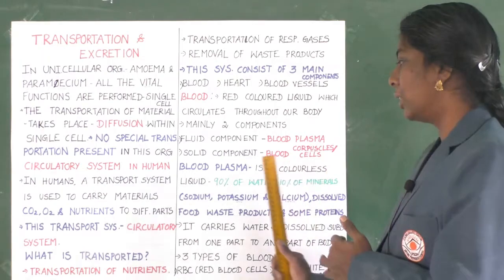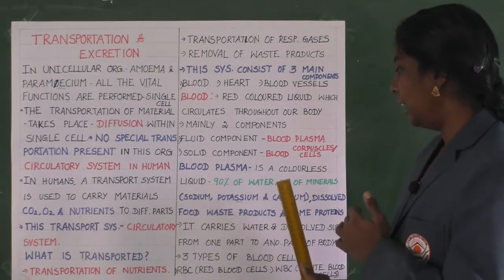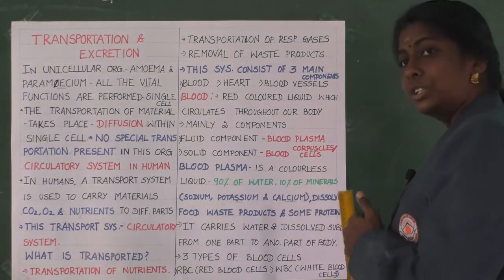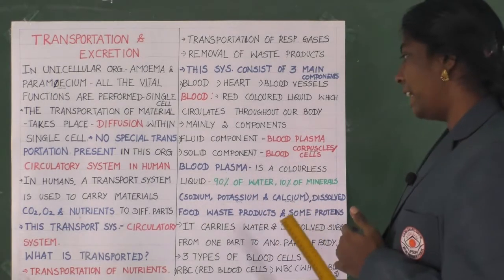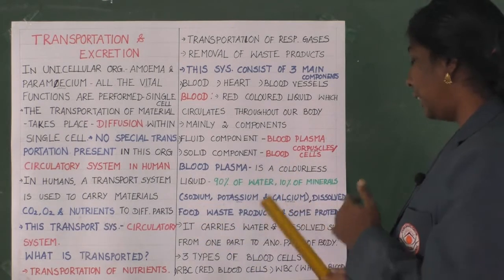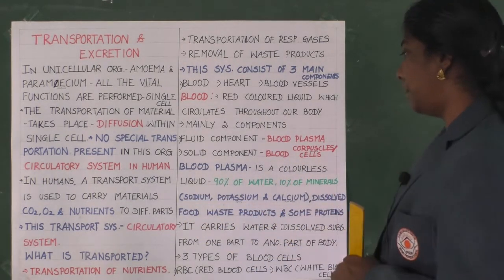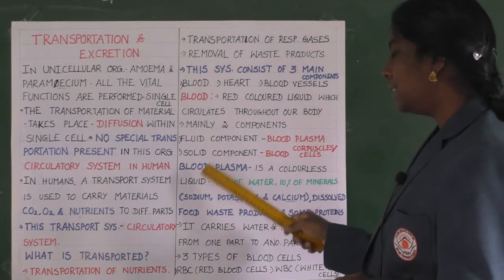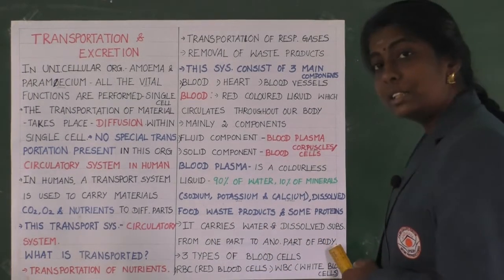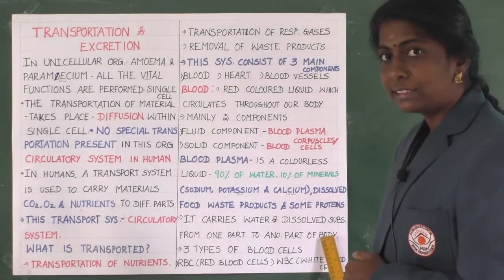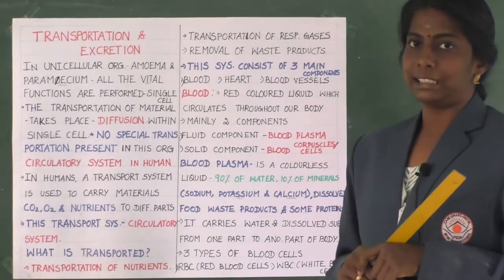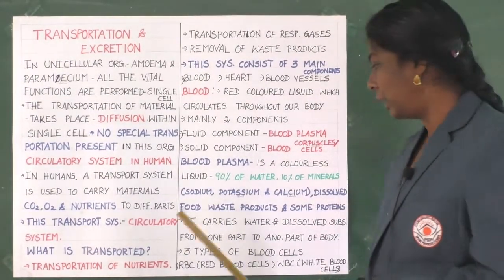So, what are the different minerals? Sodium, potassium and calcium. Clear? Then dissolved food, waste products and some proteins. All these are present in this 10%. Then this blood plasma carries water and dissolved substances from one part of the body to another part of the body. Clear?